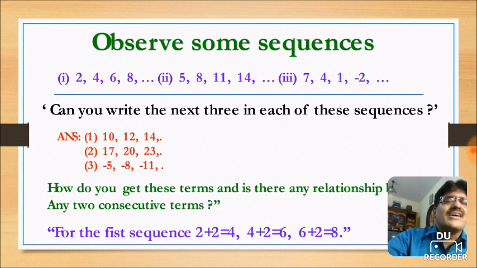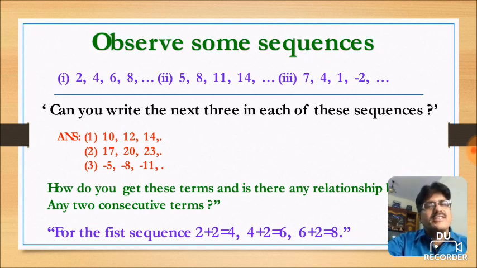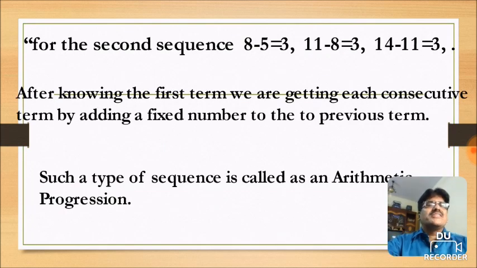For the first sequence, I already told you that they are 2 plus 2, 4; 4 plus 2, 6; 6 plus 2, 8 and so on. For the second sequence, students, 8 minus 5 is 3, 11 minus 8 is 3, 14 minus 11 is 3. After knowing the first term, we get each consecutive term by adding a fixed number to the previous term. Such a type of sequence is called an arithmetic progression.